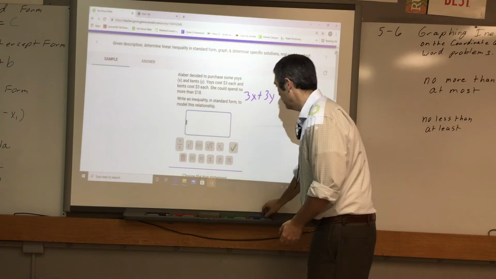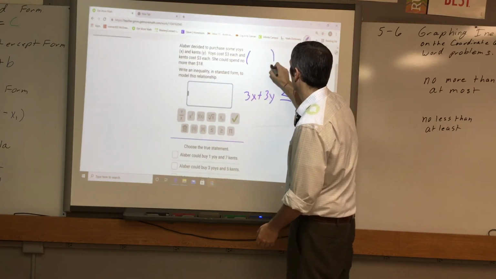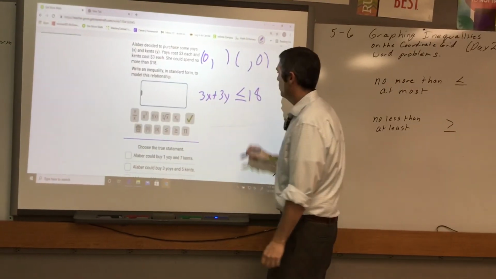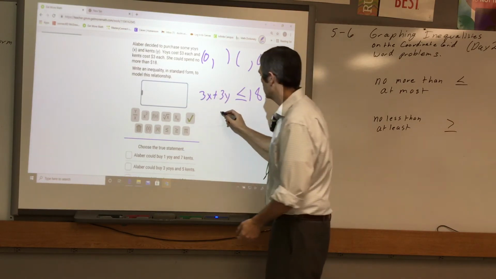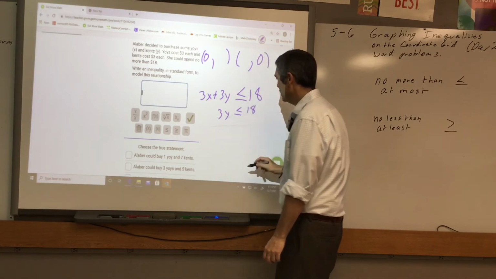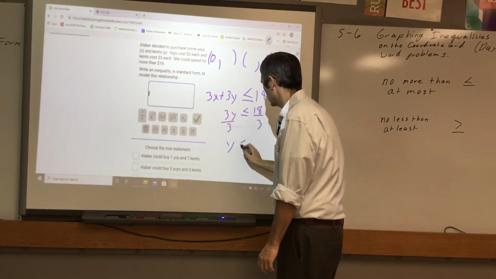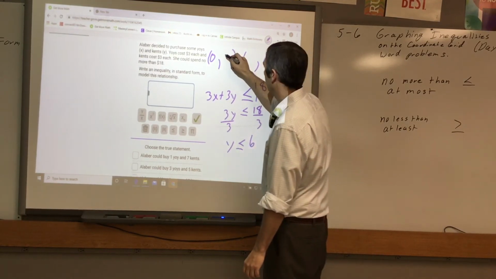We're going to set up our x and y axis. So I'm going to plug in 0 for x here. That's 3 times 0 gets me 0. So that ends up being 3y is less than or equal to 18. Divide by 3, divide by 3. Y is less than or equal to 6. So here we're going to have 6.